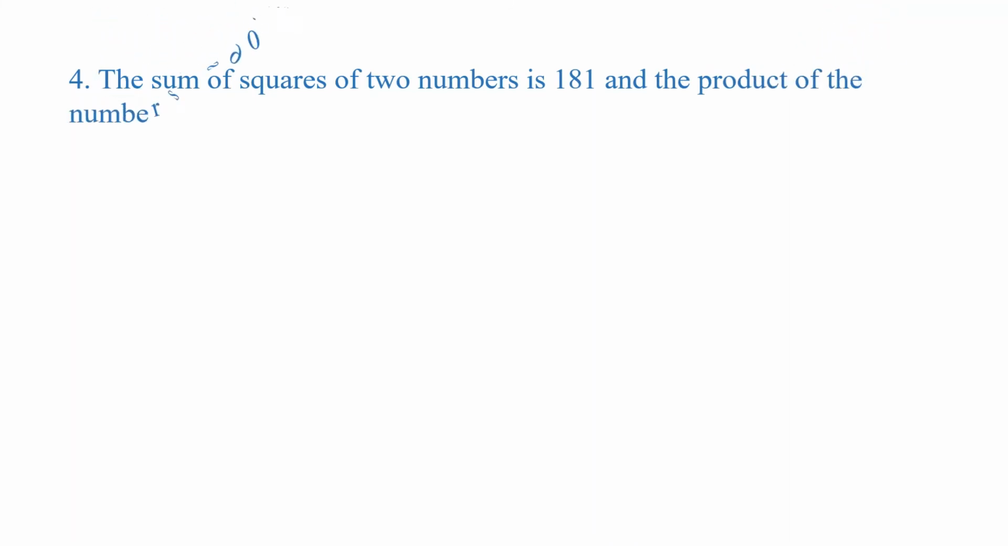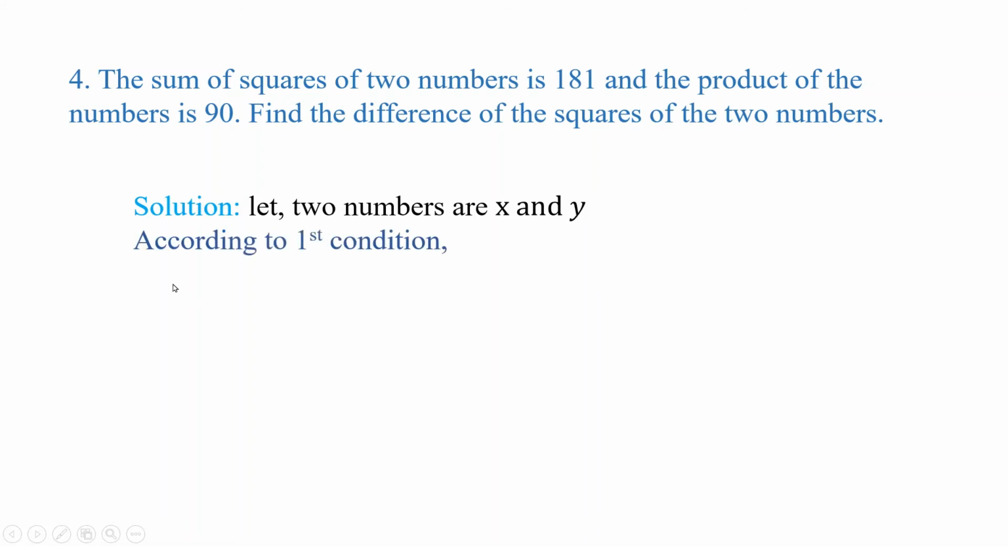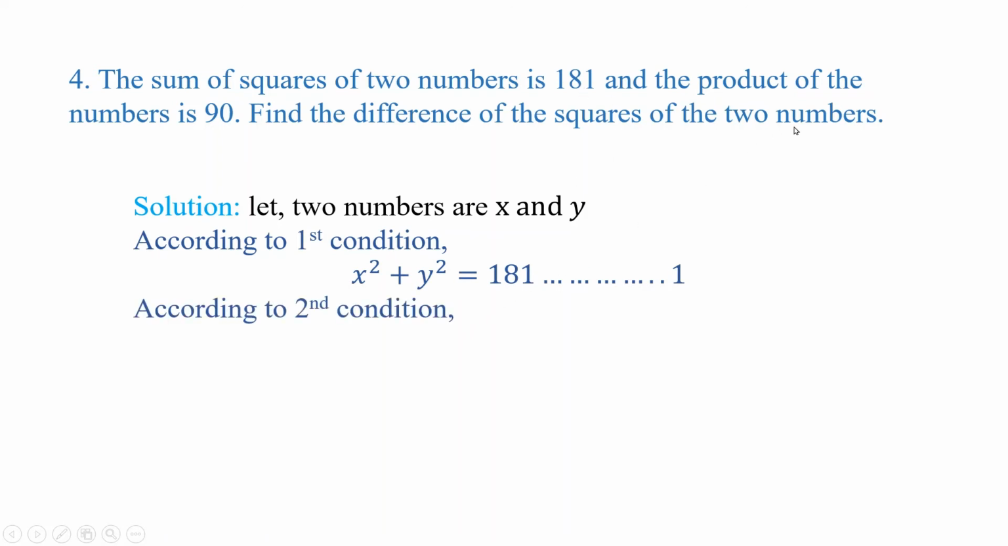Now, problem 4. The sum of squares of two numbers is 181, and the product of the numbers is 90. Find the difference of the squares of the two numbers. Solution: the two numbers are x and y. According to first condition, x square plus y square is equal to 181, and according to second condition, xy is equal to 90. We have to find the difference of the square of these two numbers. I hope you can solve this very easily, so do yourself.